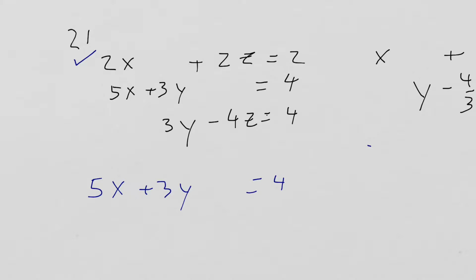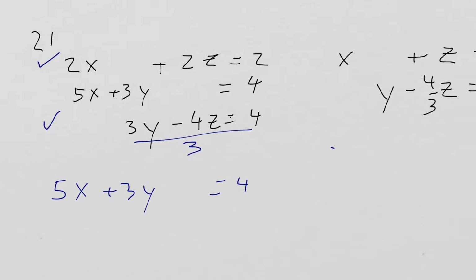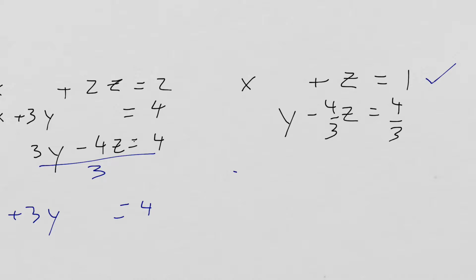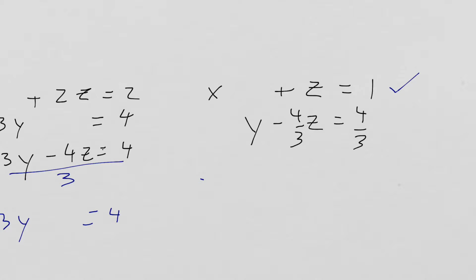The second equation I chose to be this one. And I divided everything by 3. So the first term became just y. The second term is negative 4/3 z. And the last term is 4/3.